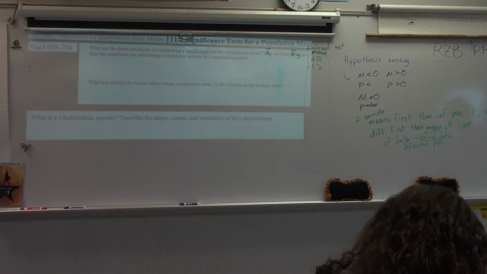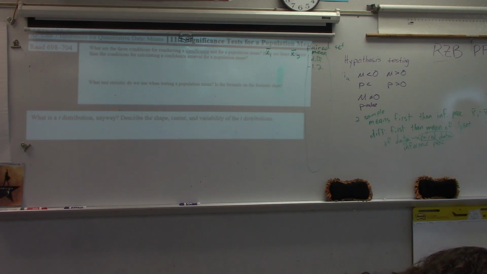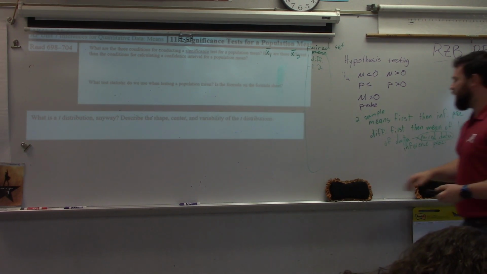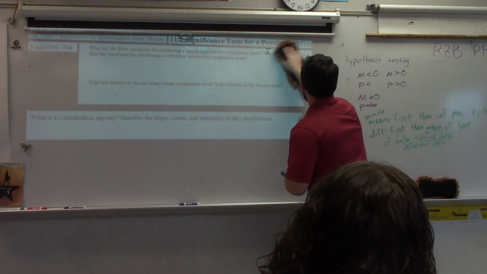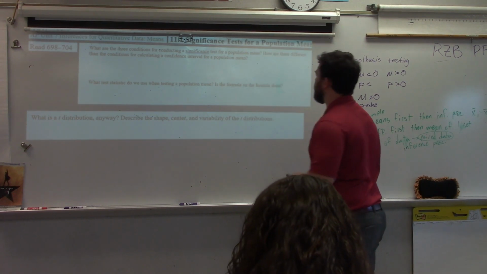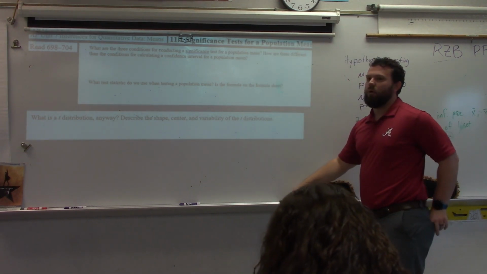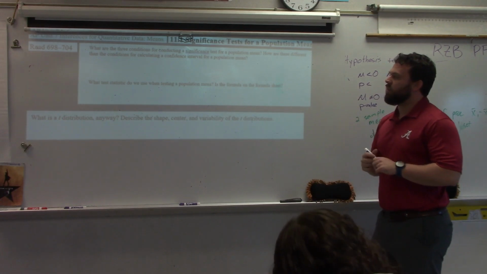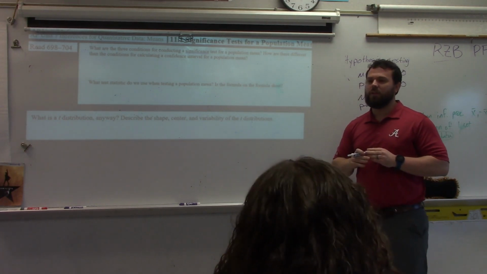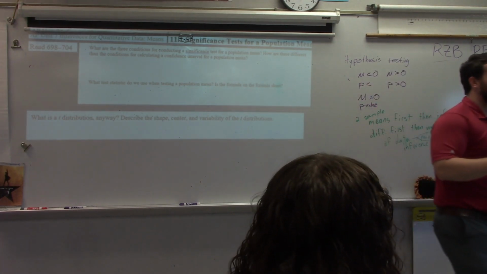So what test statistic do we use when testing a population mean? T, usually, unless you have sigma. Is the full formula on the formula sheet, by the way? Probably not, but the pieces are there in a lot of ways. You can build it. So what is the test statistic in general?